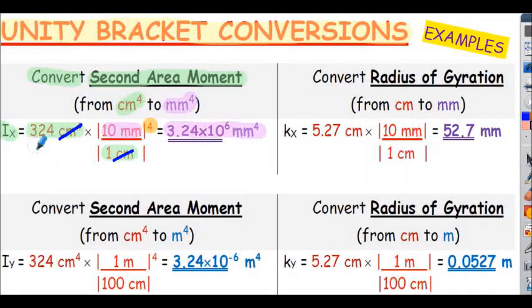So in other words, 324 centimetres to the 4 is equivalent to 3.24 times 10 to the 6 millimetres to the 4. That's an illustration of the use of unity brackets.